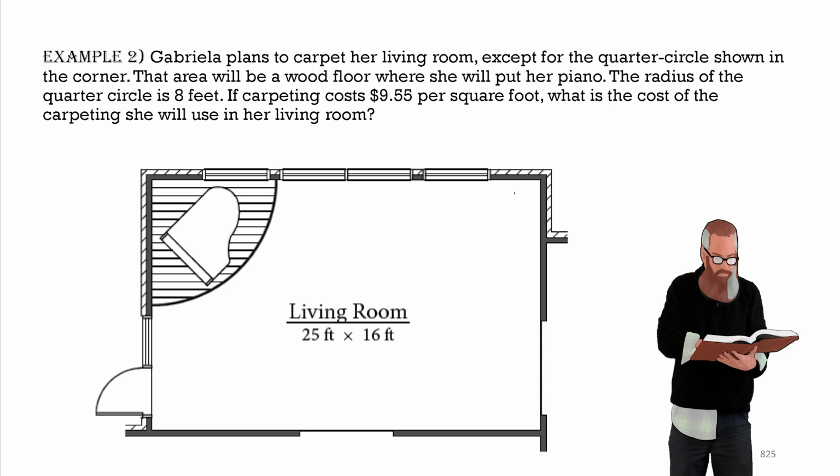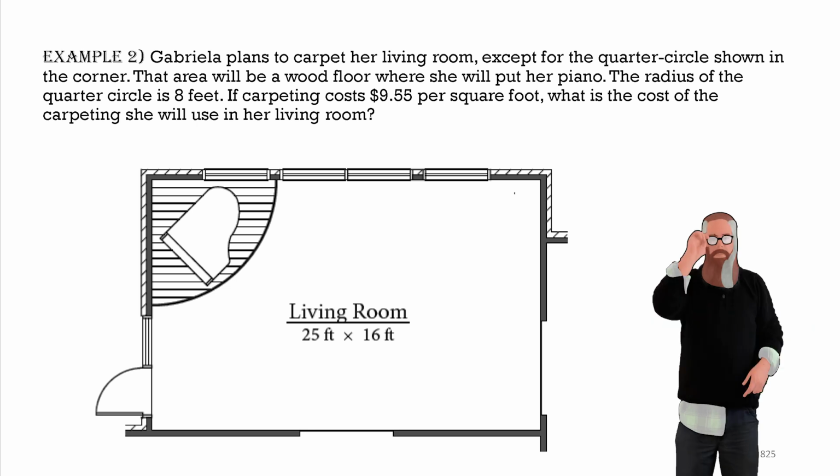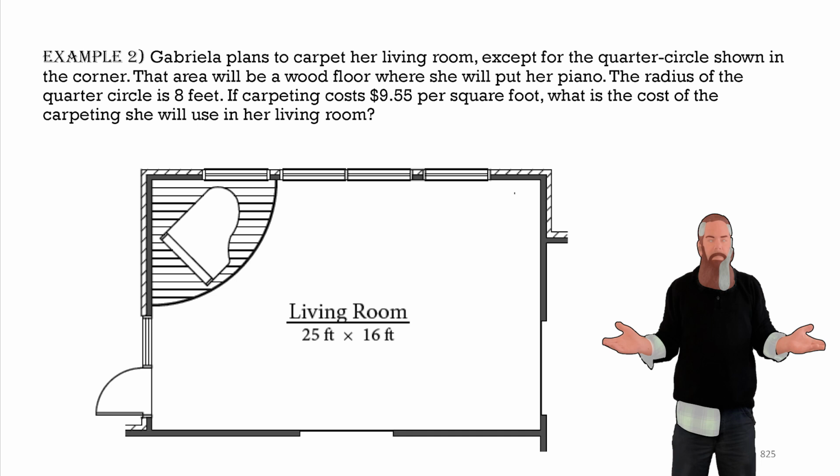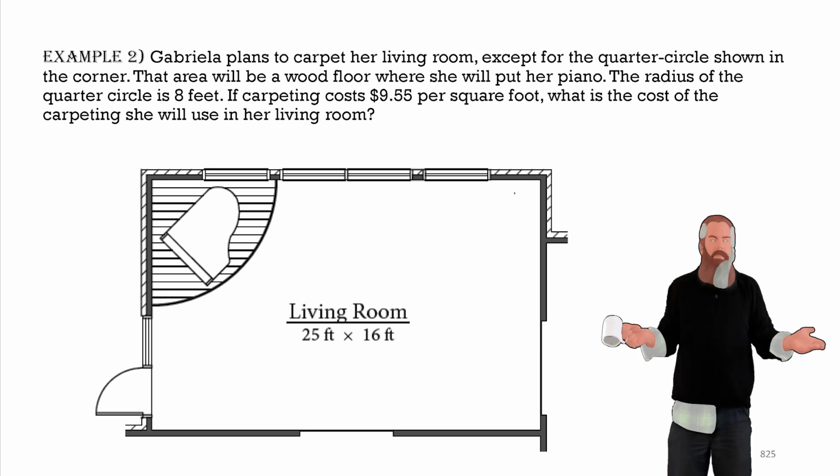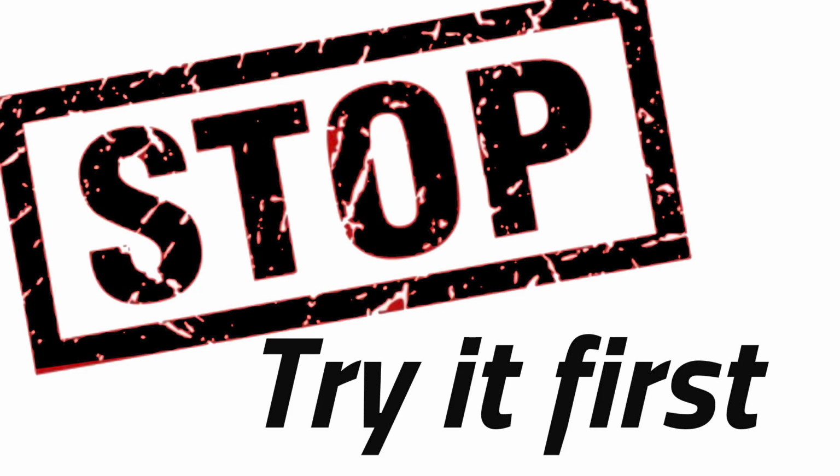Gabriela plans to carpet her living room except for the quarter circle shown in the corner. That area will be wood floor where she'll put the patio. The radius of the quarter circle is 8 feet. The carpeting costs $9.55 per square foot. What is the cost of the carpeting that she's going to use in the living room?